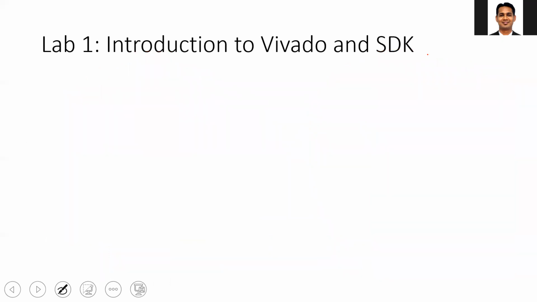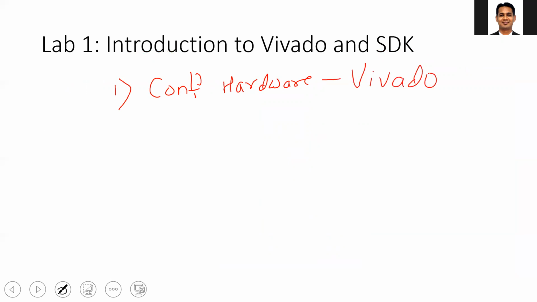So in our lab, what are the steps? The first step is that we need to configure the hardware. What do we mean by configuring the hardware? We need to enable or disable different units which are by default provided on the Zynq SoC. And where are we going to do it? We are going to do it in the Vivado.